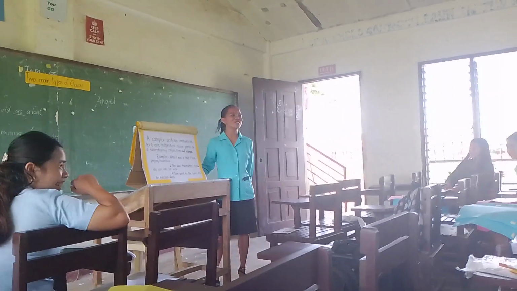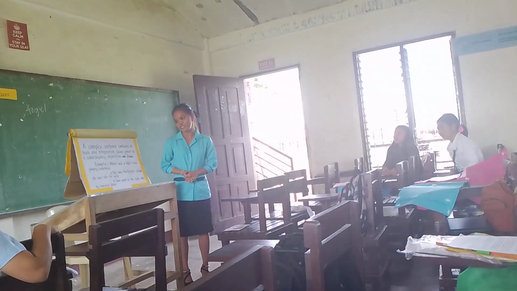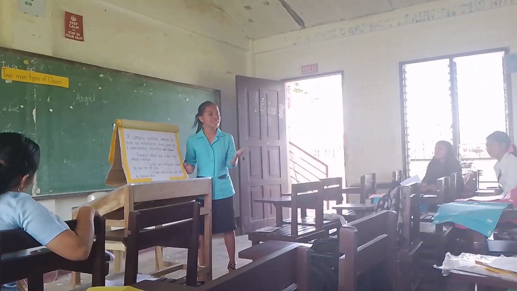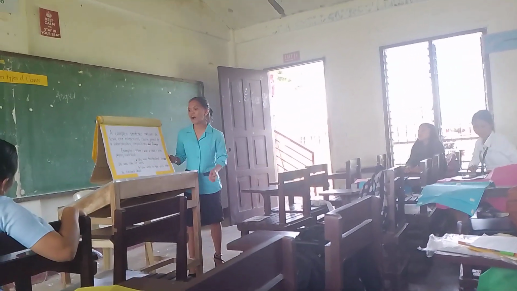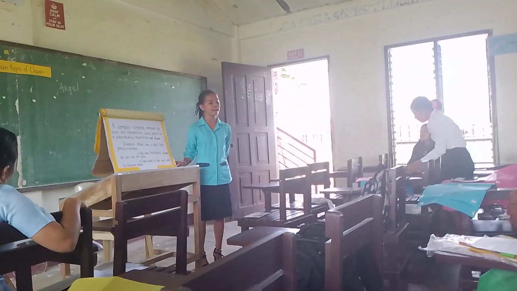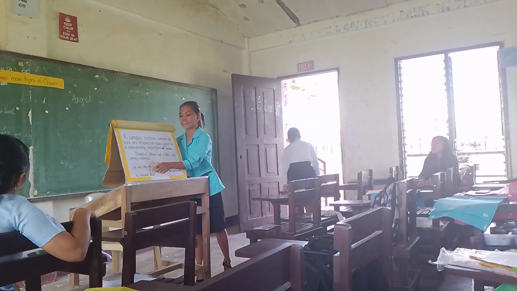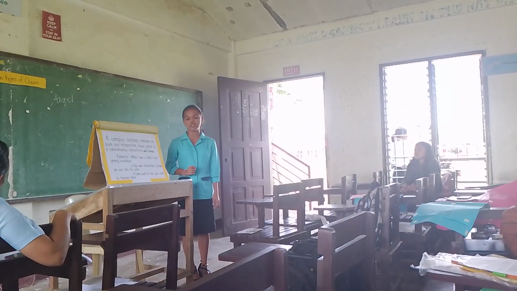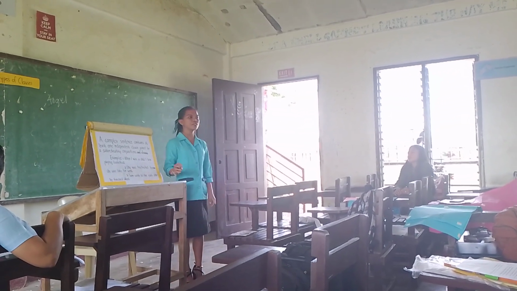So next example, please. Can you read? She was frustrated because she was late for work. So where is the independent clause? She was frustrated. How about the dependent clause? Because she was late for work. So what is the subordinating conjunction? Because. That's right.